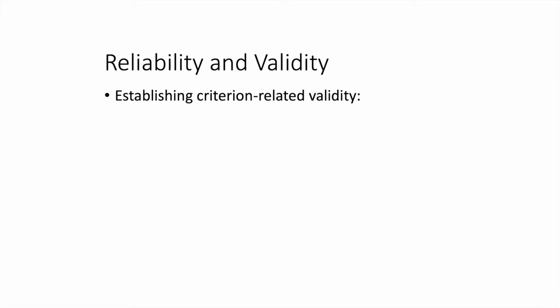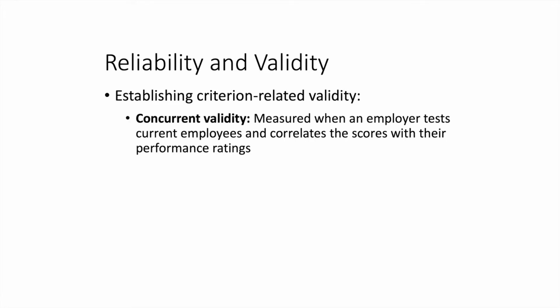Now, establishing criterion-related validity, you have concurrent validity, and this is measuring your current employees on different types of areas that is pertinent to their job, and you do that over a period of time during their employment, and you can score their performance ratings off of it. It may be achievement tests, it may be aptitude tests, or proficiency tests, and so forth.